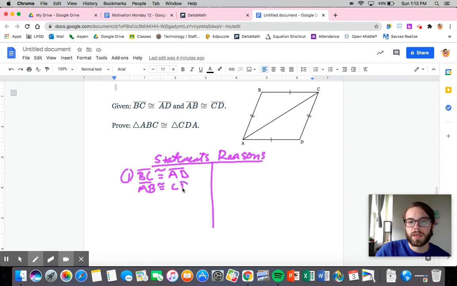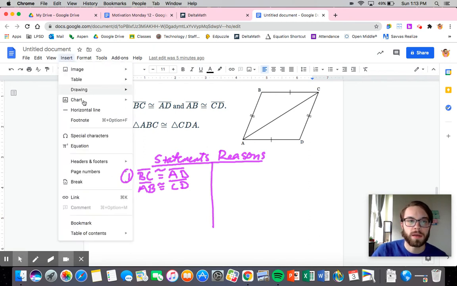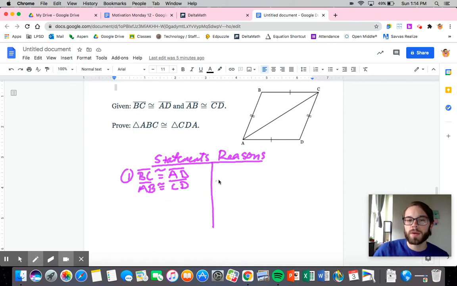and we are also given that segment AB is congruent to segment CD. Now, if you wanted to actually type this out, you could insert an equation and do the overbar to get the line over it. You can also do insert special character, and that's how you can get the congruency symbol. This is also how you can get the triangle. There's a couple other little shortcuts as well, but that's kind of the most straightforward way. All right, so let's go back. So that is our given.